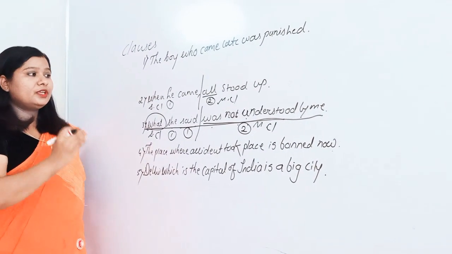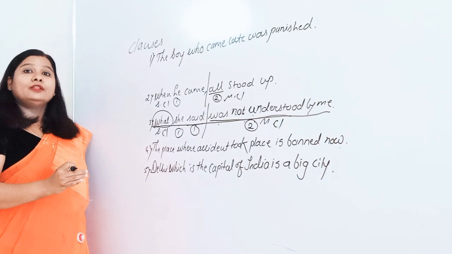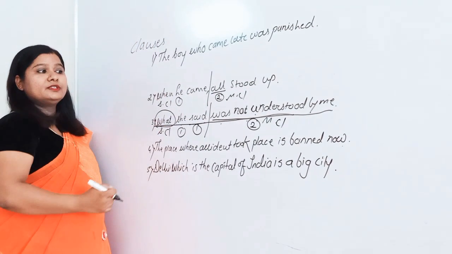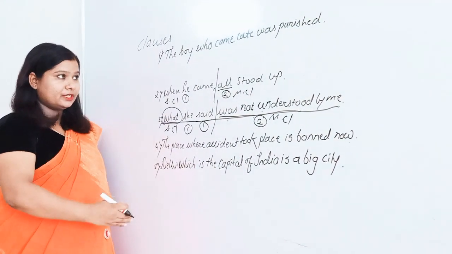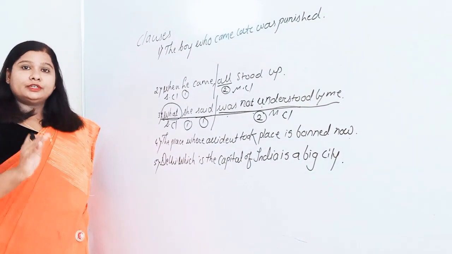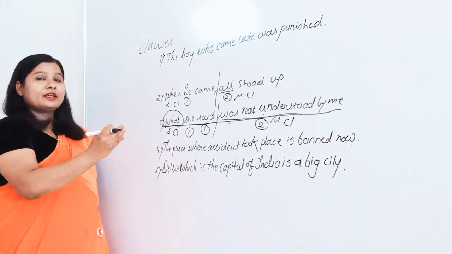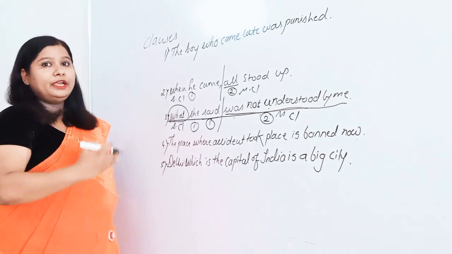Dear students, in the first sentences, we saw that the main clause came in the beginning. In these two sentences, we have seen that the main clause came at the end of the sentence. And now there is a third situation where half of the main clause will come in the beginning of the sentence and the other half will come at the end of the sentence.